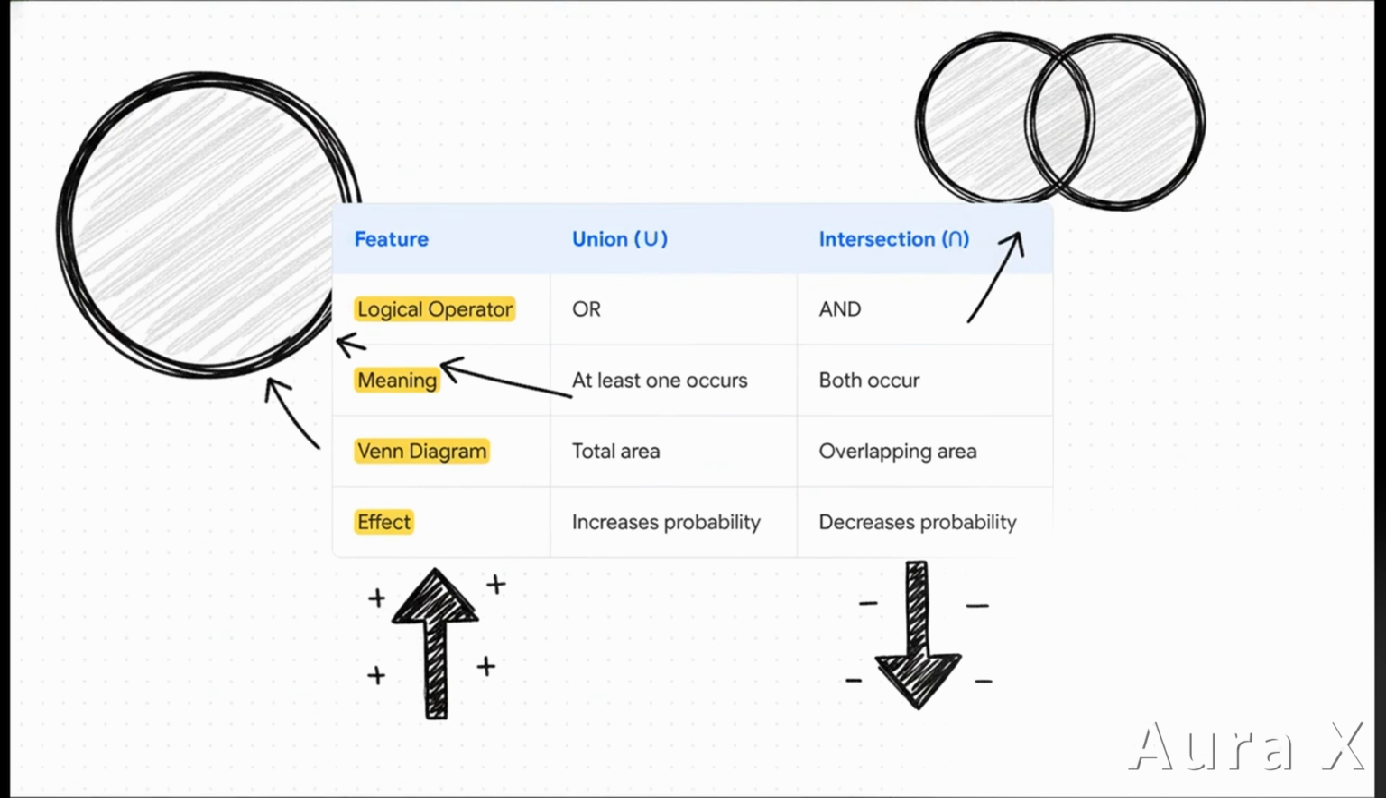Okay, let's do a quick side-by-side. Union is your OR keyword. It means at least one of the things happens. On a Venn diagram, it's the total area of both circles combined. Intersection is your AND keyword. It means both things happen together, and it's just that little overlapping part. So the union usually makes the probability bigger, while the intersection makes it smaller.